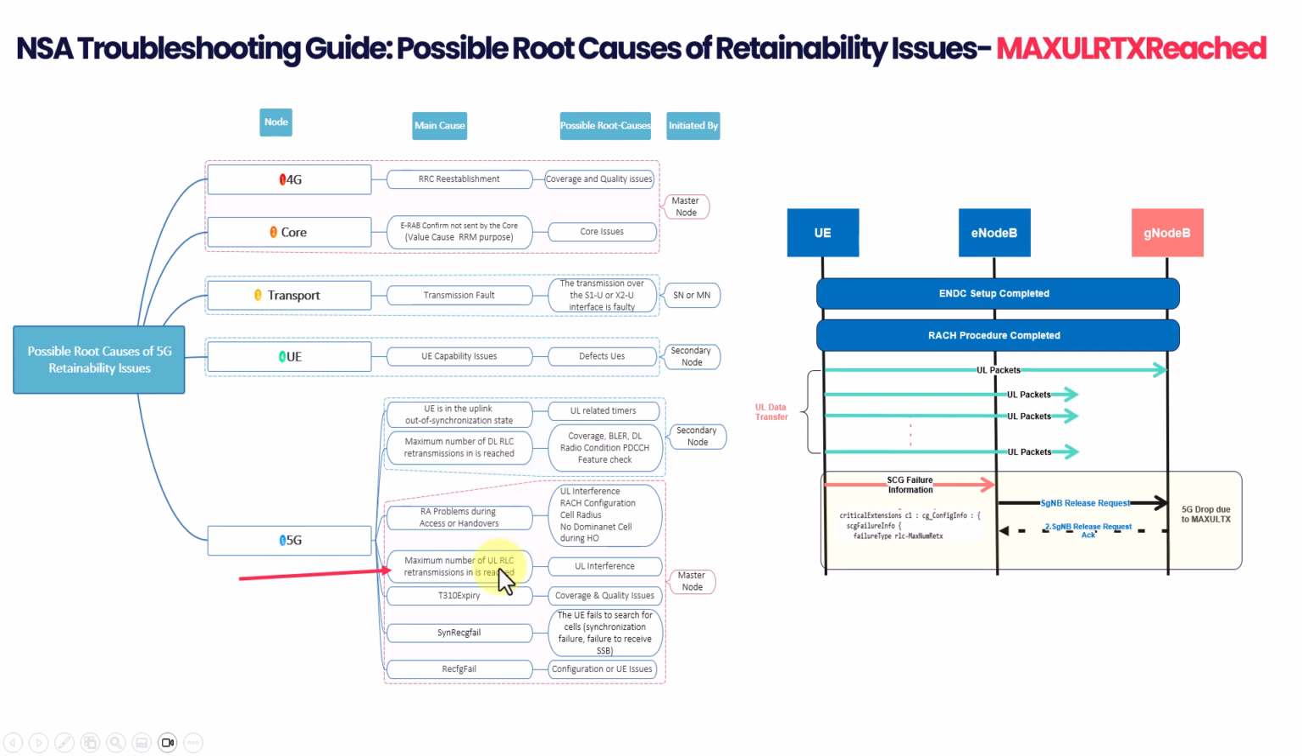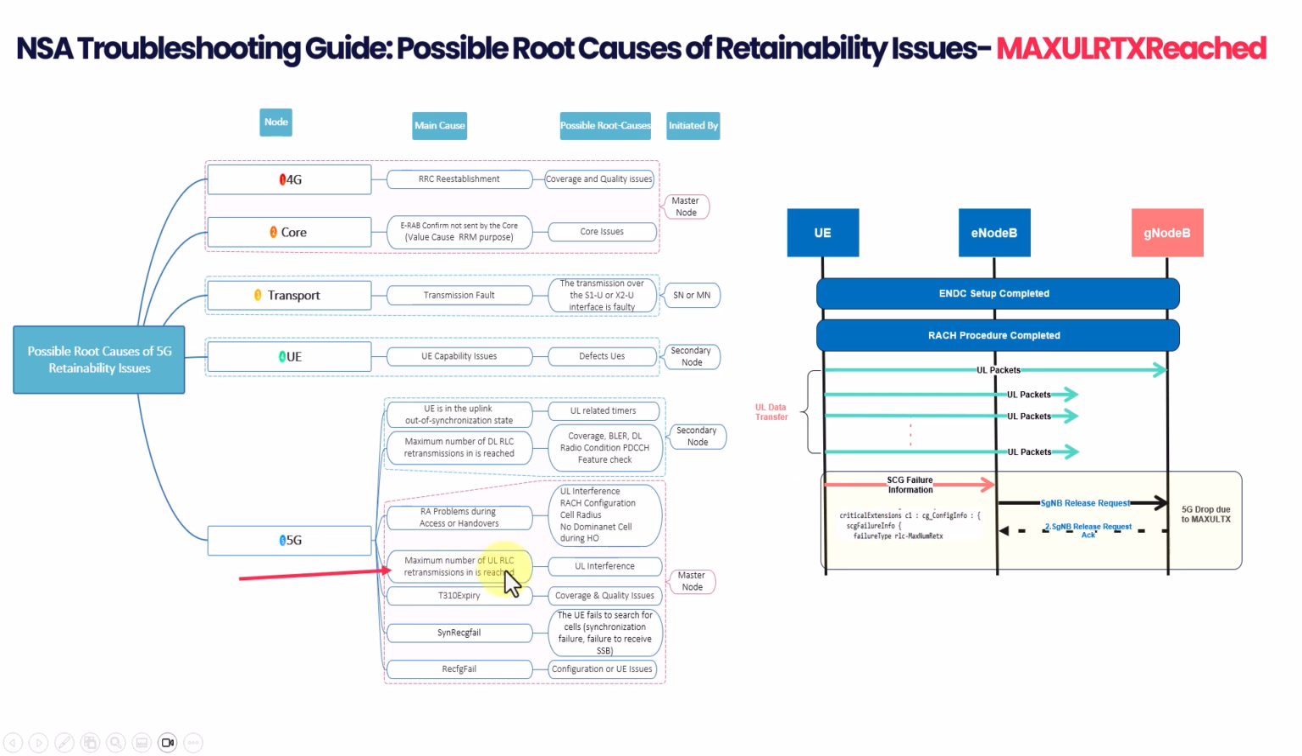Moving forward to the next one, this is exactly the same as this one, but this time it's from the uplink. For example, after the RACH process is completed, now the user starts sending uplink data, and somehow this data was not reachable or not acknowledged. It can probably be due to uplink issues, but sometimes it can be downlink as well. The SgNB is not able to reach or send the downlink acknowledgement for these uplink packets, but probably this will be uplink as well, and also for the RACH. RACH can also have several causes, by the way, as I mentioned here: link interference, RACH configuration, cell radius, no dominant cell, and it can also happen during the handover as mentioned before.